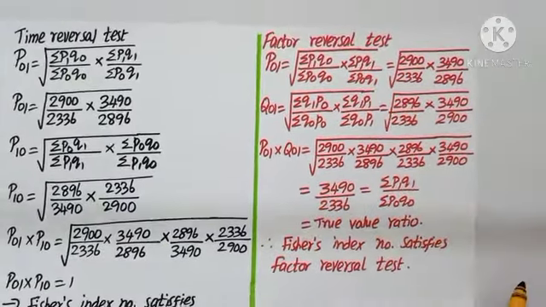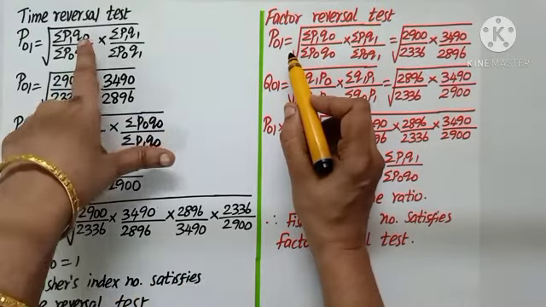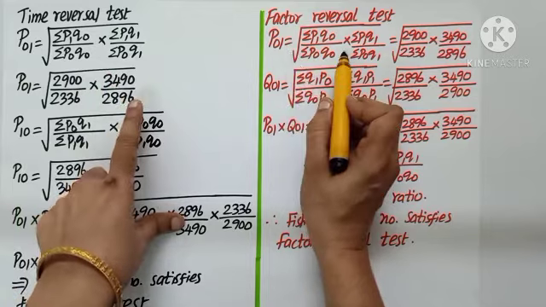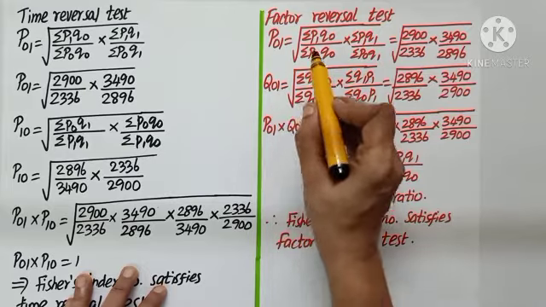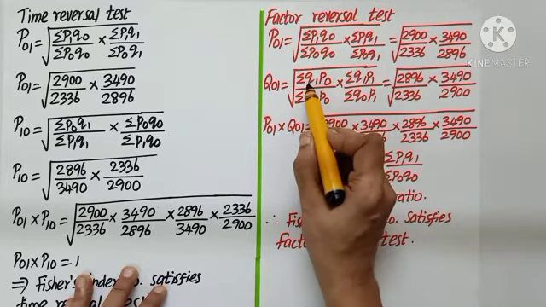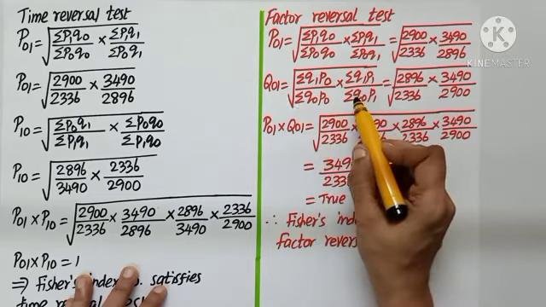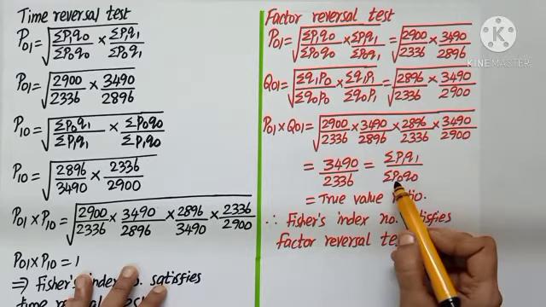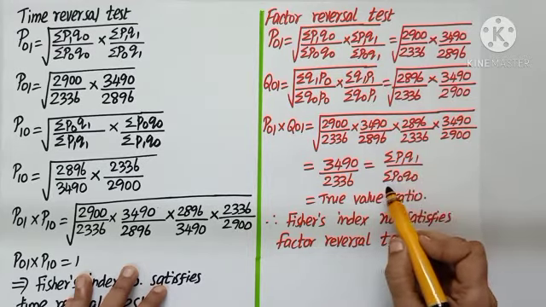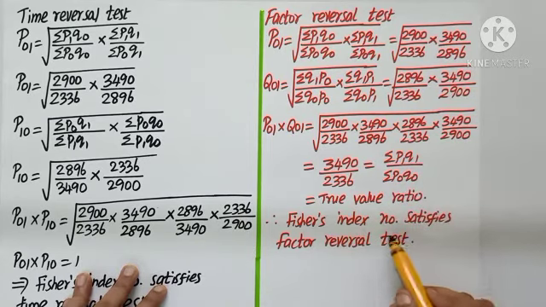The next idea, factor reversal test. P01, as from the first table, we have copied the formula and copied the values. How to write Q01? Wherever P comes, you put Q. Wherever Q comes, you put P. So after interchanging, substitute the values, multiply. We will get sigma P1 Q1 by sigma P0 Q0. This tells me Fisher's index number satisfies factor reversal test.